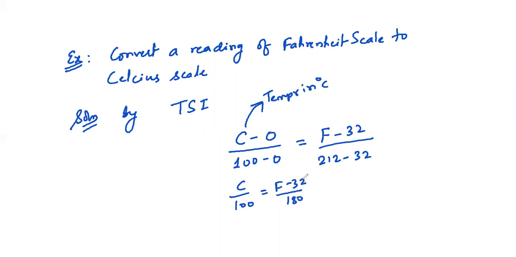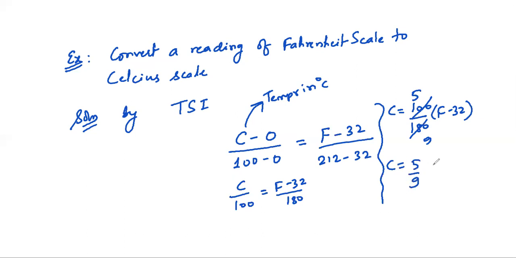So what will be C from here? C is equal to 100 by 180 into F minus 32. So this is 5 and this is 9. So C is equal to 5 by 9 into (F minus 32). This is a relation between degree Celsius and Fahrenheit. We can also convert Celsius into Fahrenheit. Please note down this, all of you.